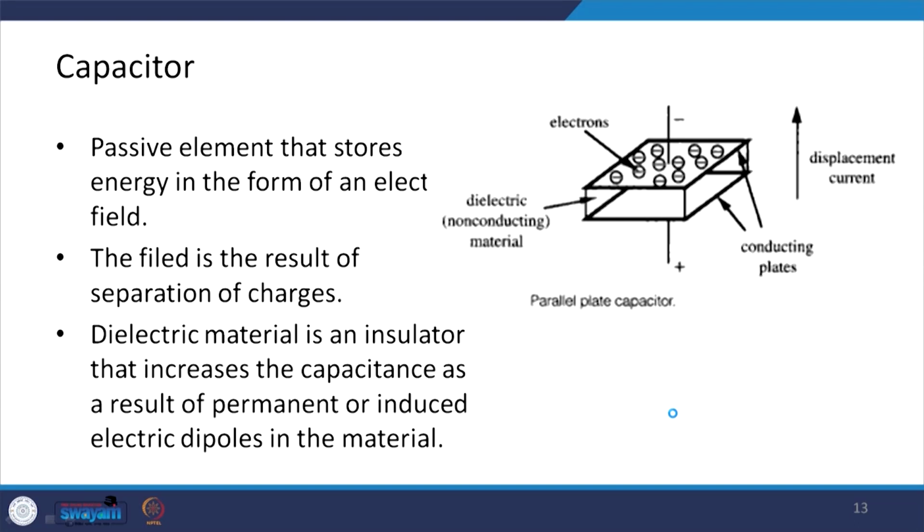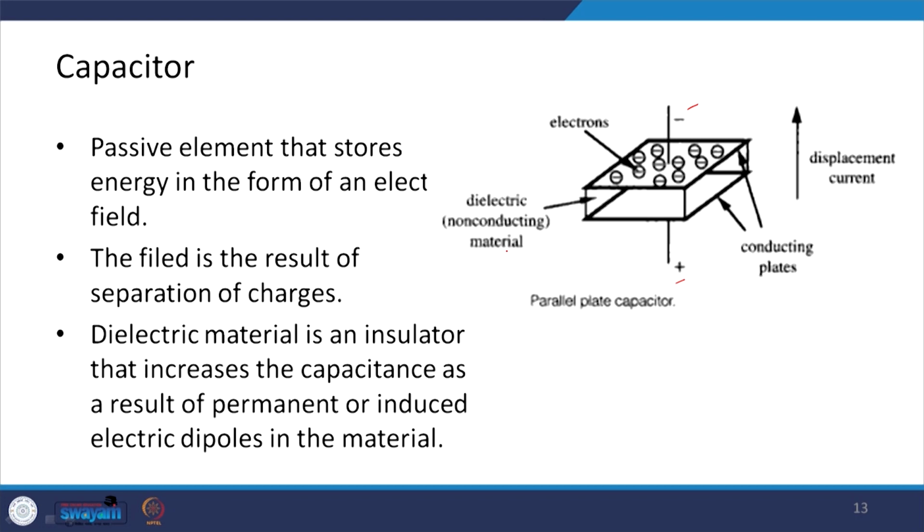Then the next passive component is the capacitor, okay, and it is a passive element that stores energy in the form of an electric field. Okay. So, here you can see that a parallel plate capacitor has been shown in this figure, and there are two terminals, the positive terminal and negative terminal, and there are two parallel plates, and in between the parallel plates there is a dielectric material, which is a non-conducting material.